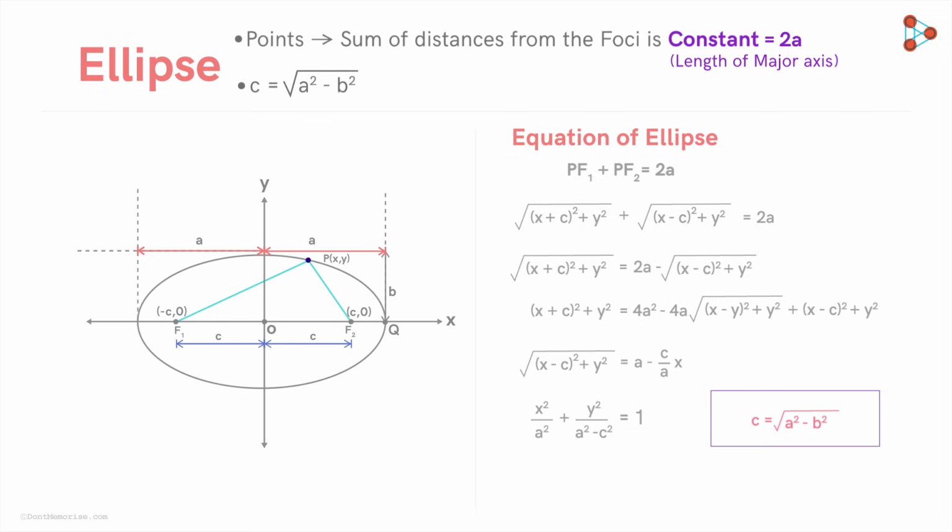If we square both sides of this relation, we will get this. And transposing two terms, we get b squared is equal to a squared minus c squared. So we can substitute this here, which will give us this equation. Here a is the length of the semi-major axis and b is the length of the semi-minor axis. So we found out that if P is any point on the ellipse, then its coordinates will satisfy this equation.